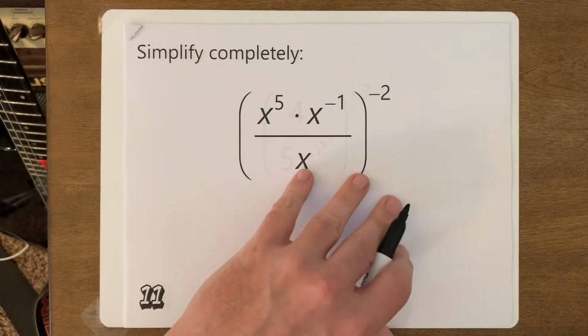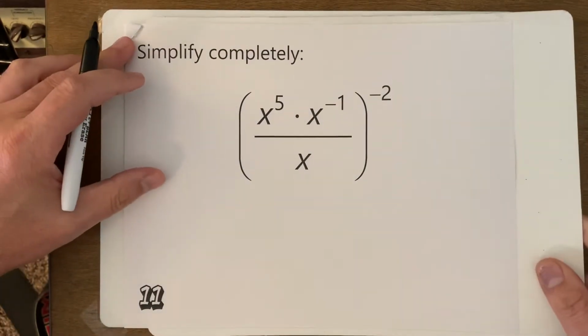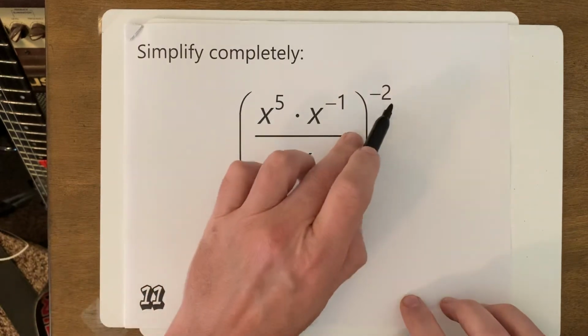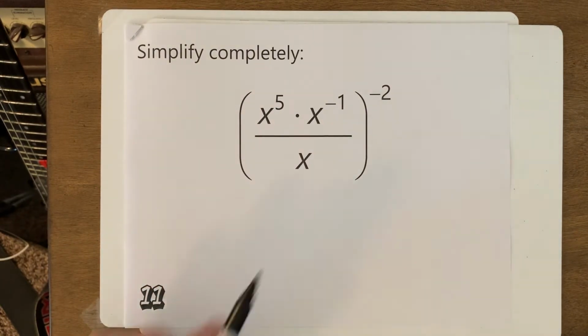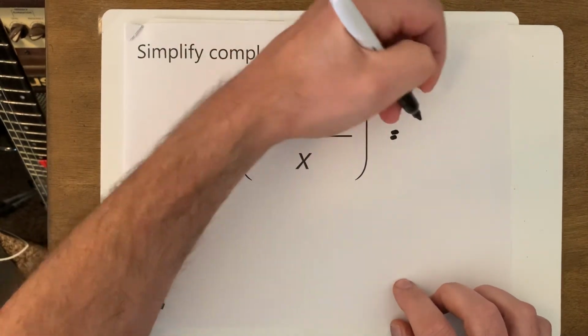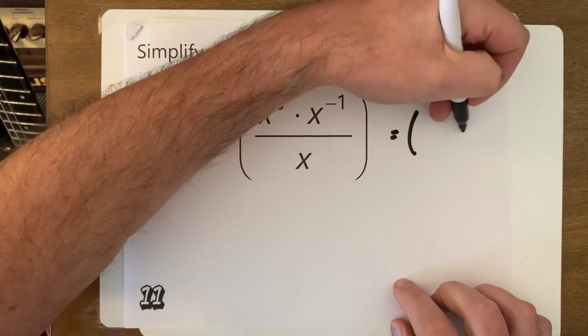Okay. This one, I have an option. I can either flip it first, or I can simplify and then flip it. In my brain, I want to simplify this first before I flip it. So let's go ahead and simplify it first if we can. Okay, so let's see what we got.